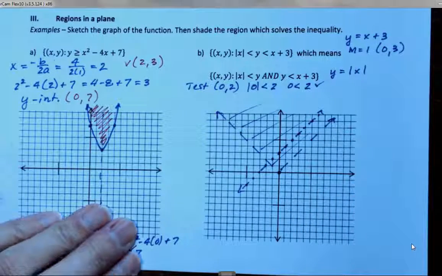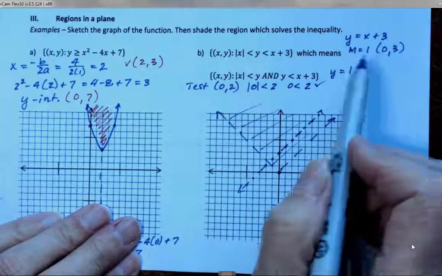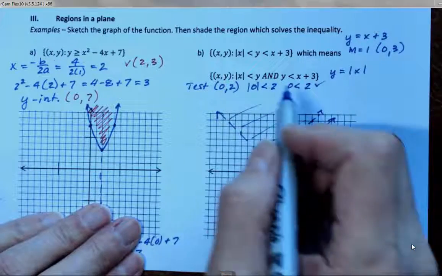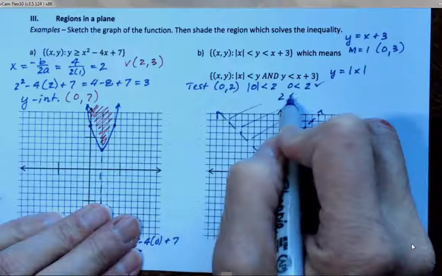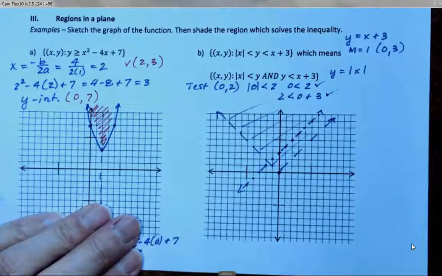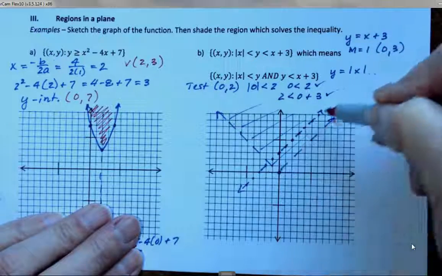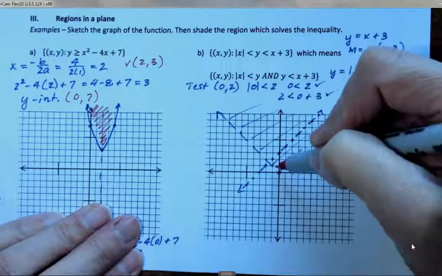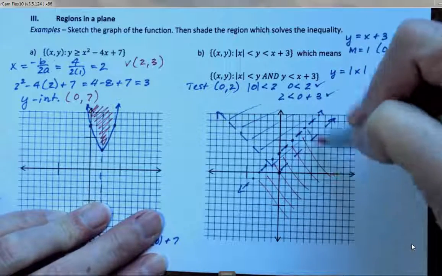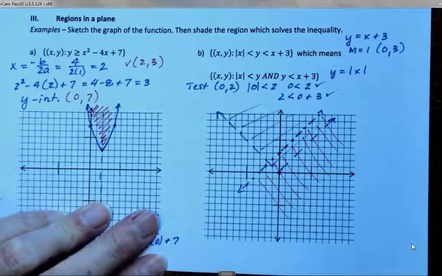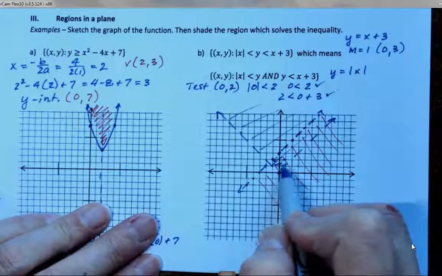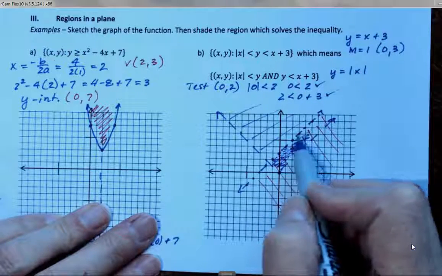Then I'm going to use the same test point for my graph of my line. So I'm going to put in 2 for y here. And is that less than 0 plus 3? And yes, it is. So that means that for my line, I'm going to be talking about those values that are less than where the line's at. So then that means where are the two graphs intersecting, because that's what "and" means, and it will be this region in between my line and my positive absolute value.